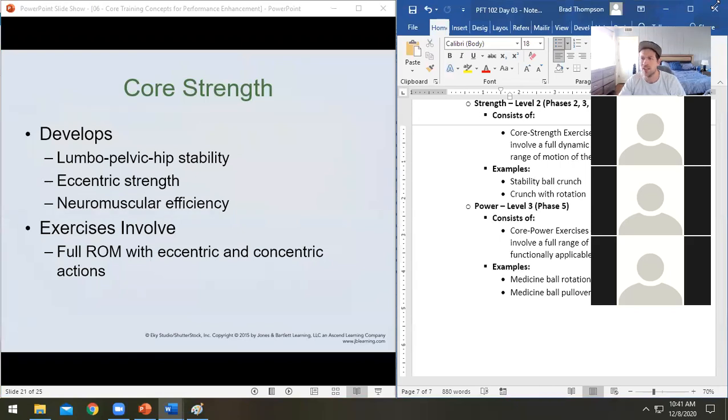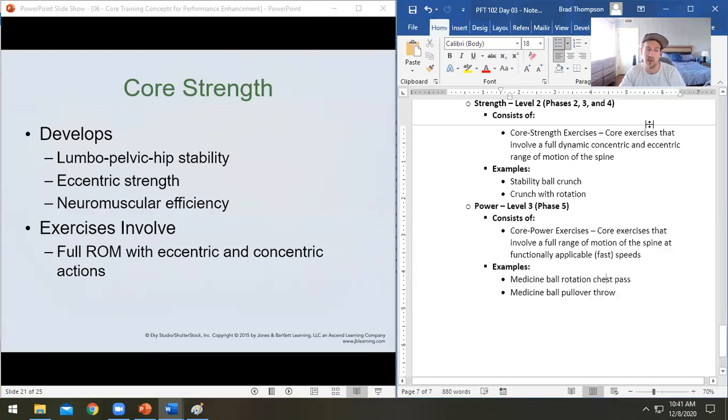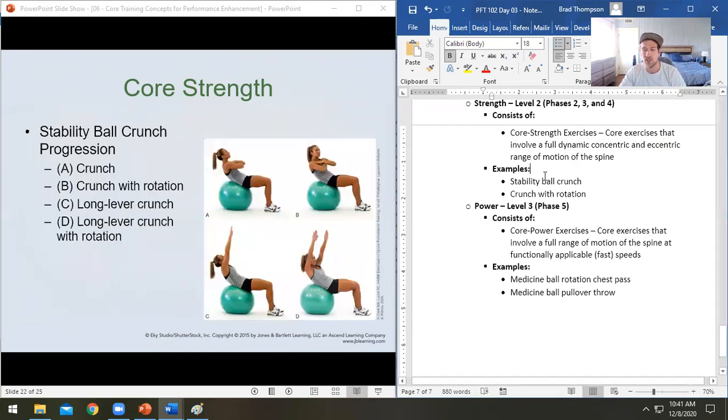Core strength movements. This is all about spinal motion, right? We know how to hold our spine in place. Let's move it around. So core strength exercises are exercises that involve a full concentric and eccentric range of motion. The stability ball crunch, perfect example. She's moving her spine. Stability ball crunch with rotation. She's doing a spinal rotation. The long lever crunch. This looks so simple, but it's much, much harder, actually. I love this exercise. Put a little plate in your hand. It's awesome. Or like the long lever crunch with rotation, right? All of those are core strength movements.